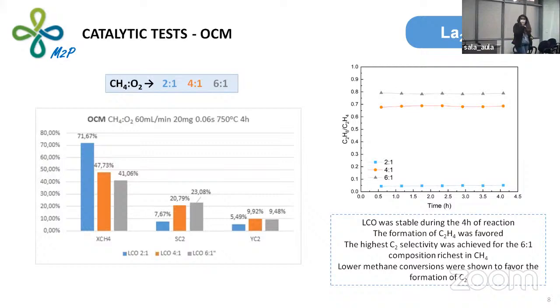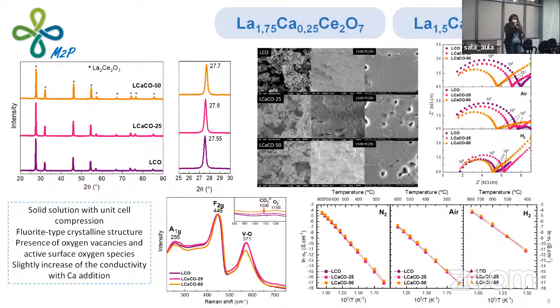We obtained solid solutions with unit cell compression for calcium substituting lanthanum. It was found a fluorite type crystalline structure for the samples, and we could detect by Raman spectra the presence of oxygen vacancies and also active surface oxygen species. And an additional band related to carbonate groups, which can be explained by the interaction of this material surface with the carbon dioxide present in our atmosphere. And in impedance spectra, we could see a slight increase of the conductivity with calcium addition in the three different atmospheres of analysis: the inert atmosphere, oxidant, and reducing.